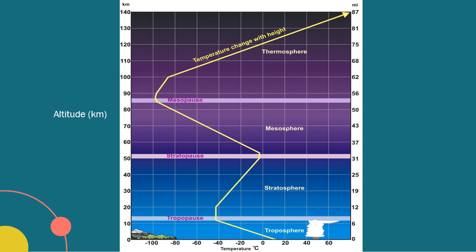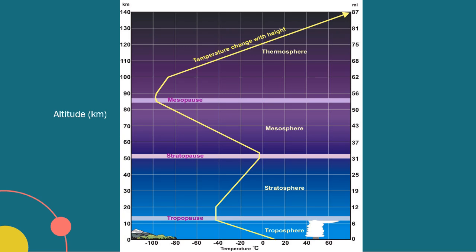In the troposphere, what happens to the temperature as altitude or height increases? Right, the temperature decreases. It gets colder. In the stratosphere, what happens to the temperature as we go up? Correct. The temperature increases. It gets warmer.